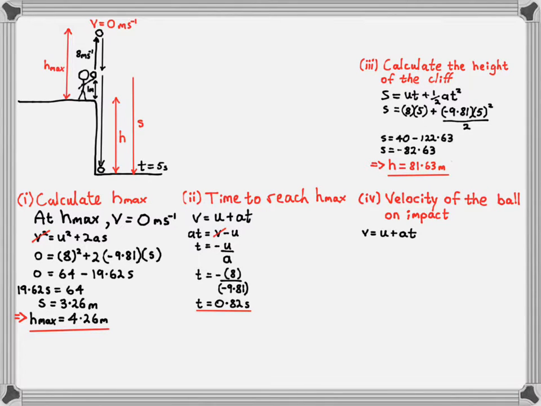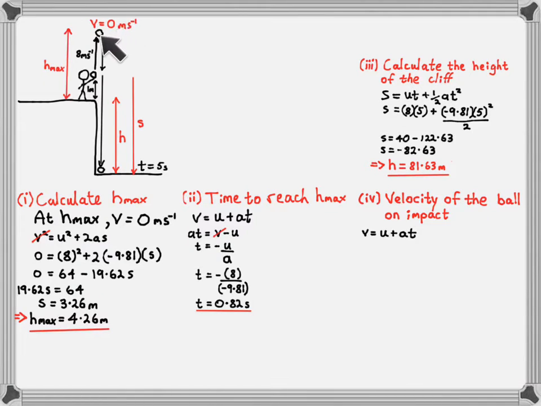And again, it depends on what point in the journey I decide to start from. I could say I'm going to start from here with a U of positive 8, an acceleration of minus 9.81, and a time of 5 seconds. And that's going to account for traveling up, stopping, traveling back down, and hitting the ground with some final velocity V. That's going to give me that value V.